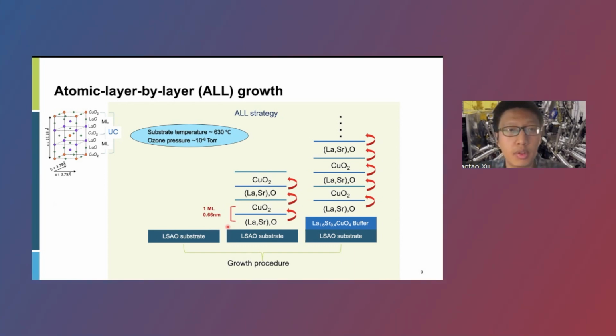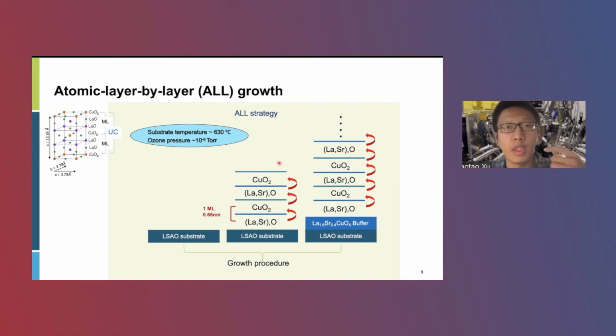For example, here we started with a lanthanum strontium junction layer. So the shutter opens and then closes. After finishing this layer, the copper shutter opens and we deposit another layer of copper oxygen. Then the copper shutter closes and we start to deposit another layer. So by simply repeating this process, we are realizing this atomic layer by layer growth.